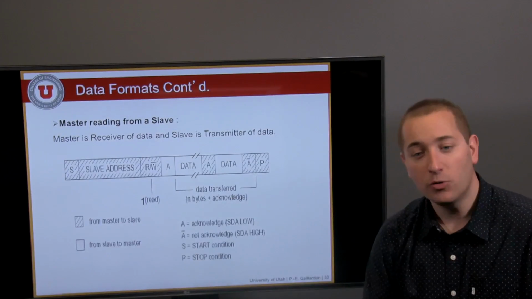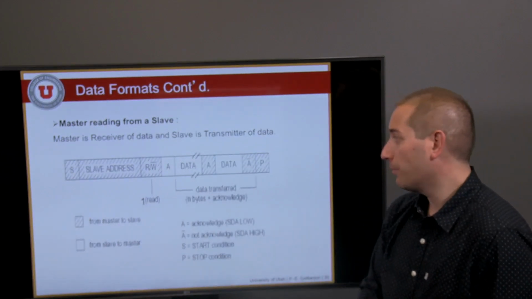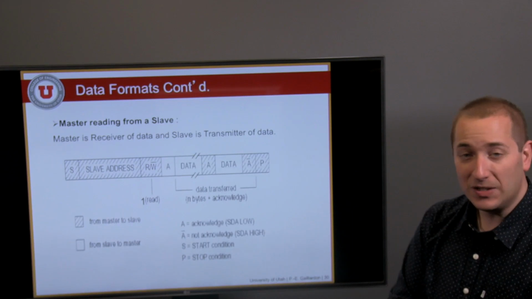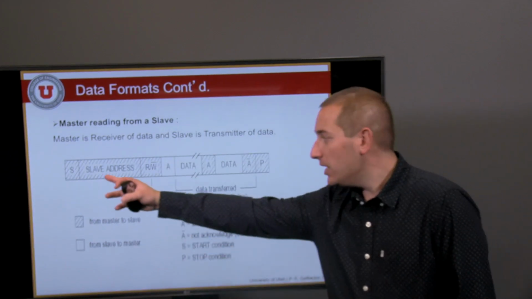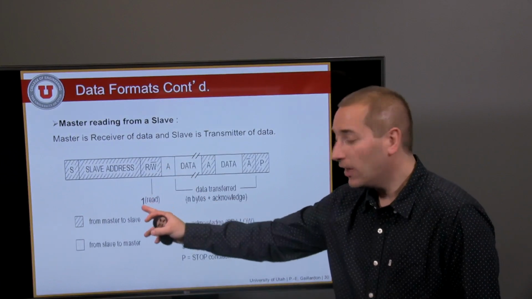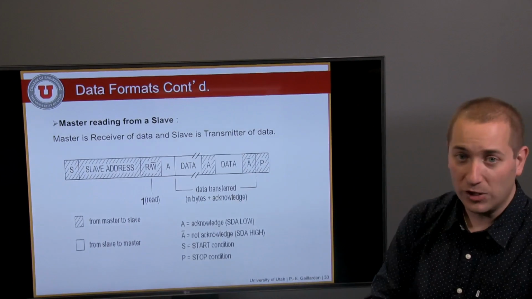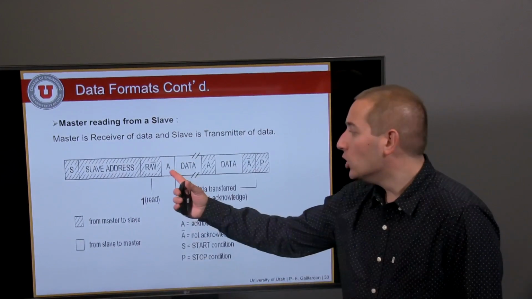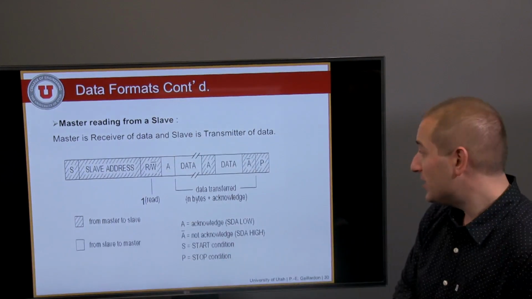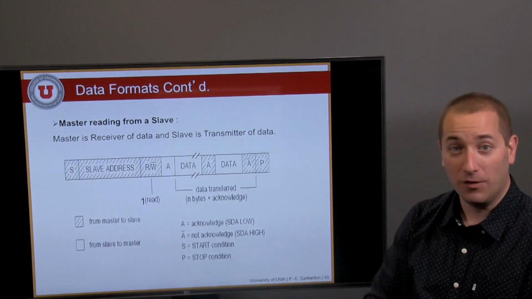Now looking at the case where a master is reading from a slave, here's what would happen. Again, the master is taking control of the bus, initiating a start condition, sending the slave address, a read-write bit, this time equal to 1 because the I2C master is initiating a read transition. The slave will acknowledge the proper receipt of this information and will then send its first byte of data.